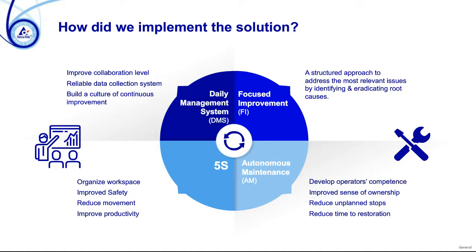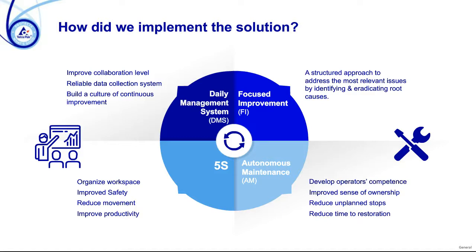As I said before, we have 4 routes inside the continuous improvement project. The 4 routes are daily management system, focused improvement, autonomous maintenance, and 5S. For the daily management system, when we implemented it, we succeeded to reach some very valuable points, like improving the collaboration level between the shop floor people and middle management and even top management, establishing a reliable data collection system, and building a culture of continuous improvement among the shop floor people, which was very effective at the customer side, and the customer appreciated it very well at the end of the project.